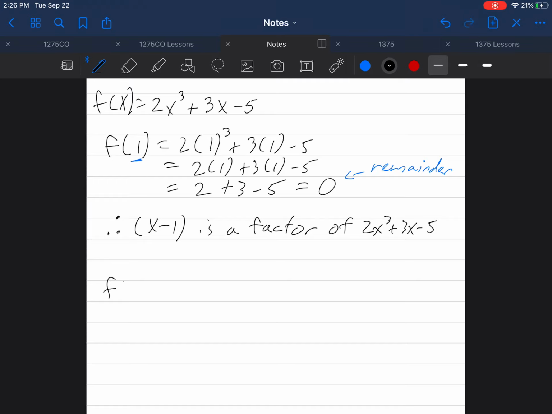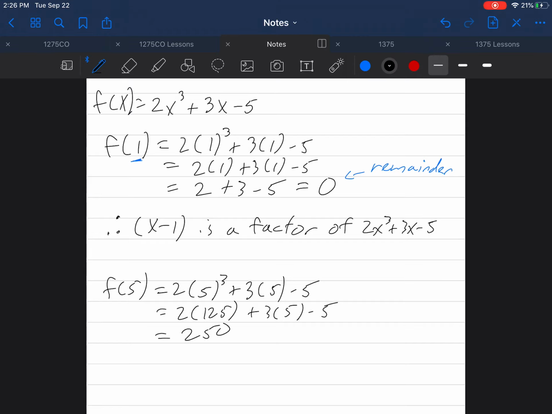So let's take this f of x again. Let's try f of 5. Let's see if 5 turns out to get a remainder of 0. That's going to be 2 times 5 to the third power plus 3 times 5 minus 5. That's going to get us 2 times 125 plus 3 times 5 minus 5. That's going to equal 250 plus 15 minus 5. If we add this up, 250 plus 15 is 265. Subtract 5, we get 260. And again, this is the remainder.